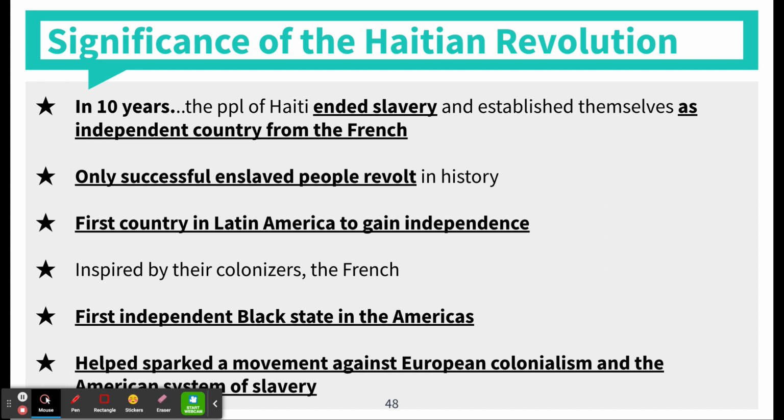They were the first independent Black state in the Americas, and it helped spark a movement. It helped inspire resistance against European imperialism and the American system of slavery, as in the people who lived in the United States, formerly enslaved people, were inspired by what was happening in Haiti.